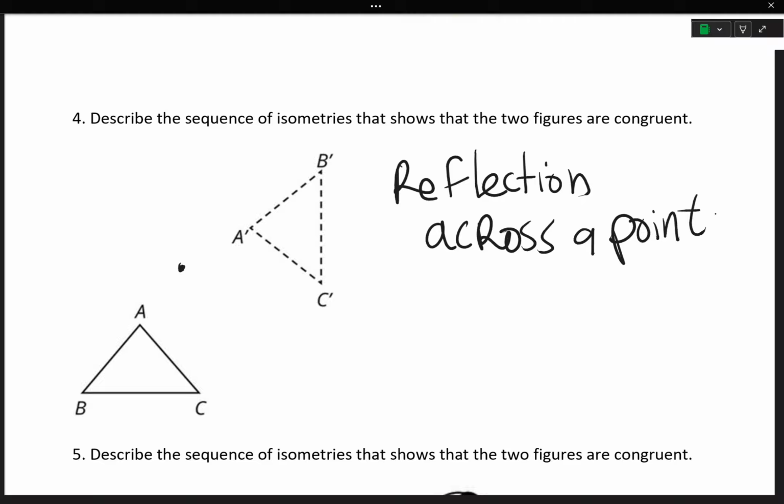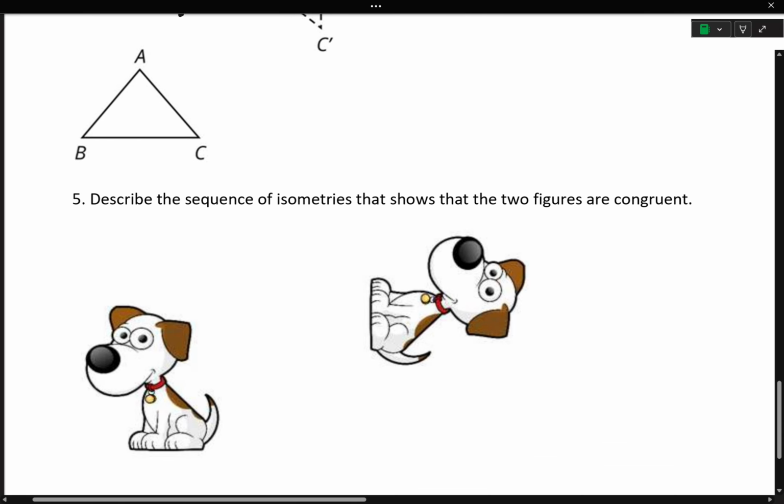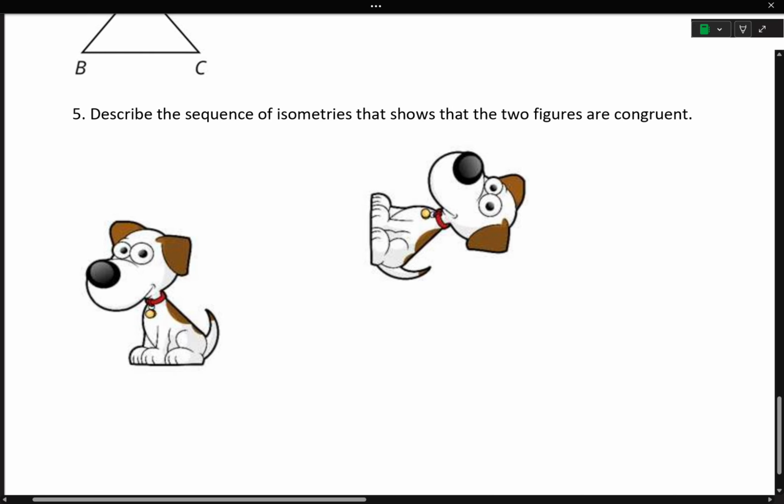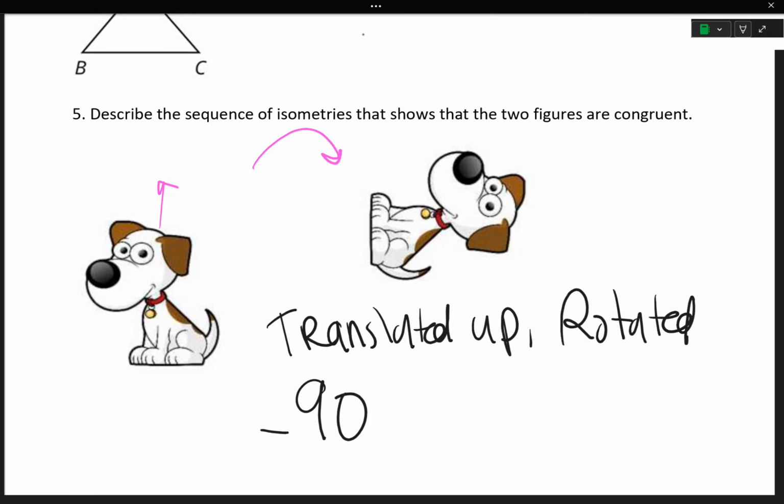Maybe you'll have a better idea of what's happening here, but my mind can't think of anything else. Yeah, alright. Onwards we go. Number 5, let's see what happened here. Oh, I know. This guy moved up and then rotated. So, translated up and then rotated. Oh, I couldn't even tell you how many. This looks like a 90 degrees. Negative 90 degrees, because it's clockwise.